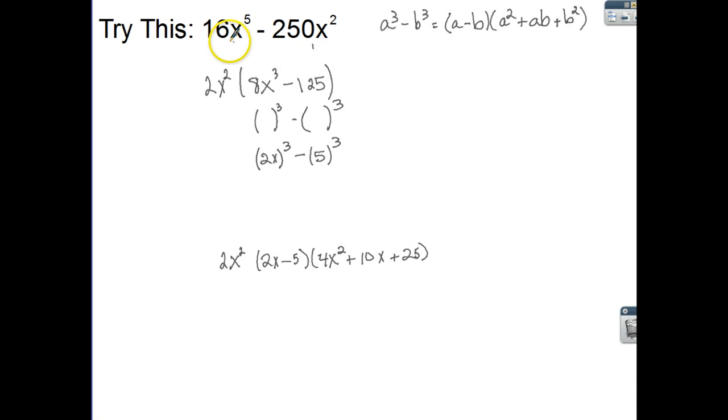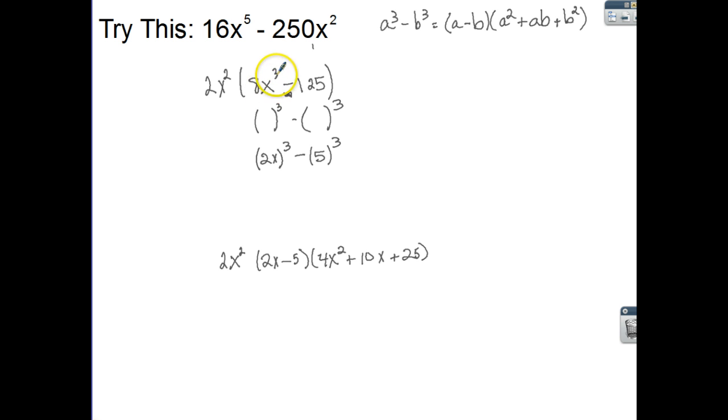Okay, try this one. This time I hope you noticed there was a common factor, and it's not just a number. They both have x squared in them at least, so x squared is the smallest of the two powers of x in our terms. So we can take out x squared, and we also get a 2 out, and we're left with 8x cubed minus 125. Stray mark here, don't pay any attention to that, please.